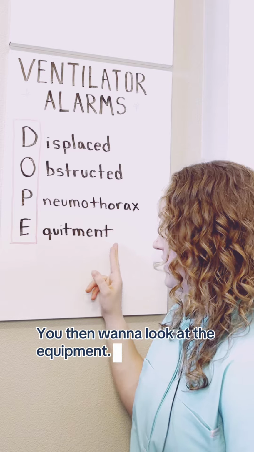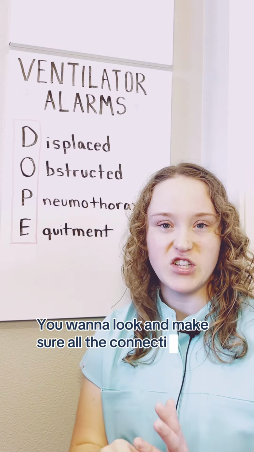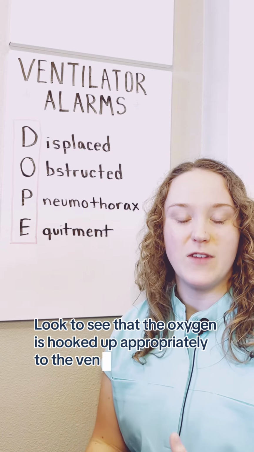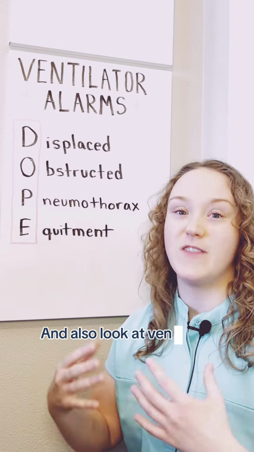So if the tube is not displaced or obstructed, and there's no concern for a pneumothorax, you then want to look at the equipment. You want to make sure all the connections are tight. Look to see that the oxygen is hooked up appropriately to the ventilator. And also look at ventilator settings.